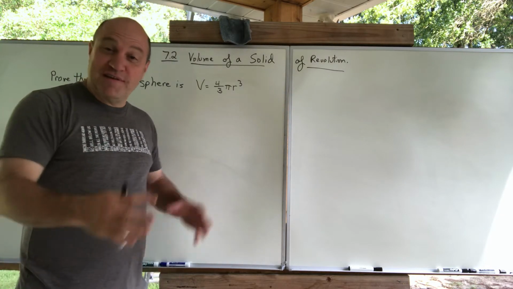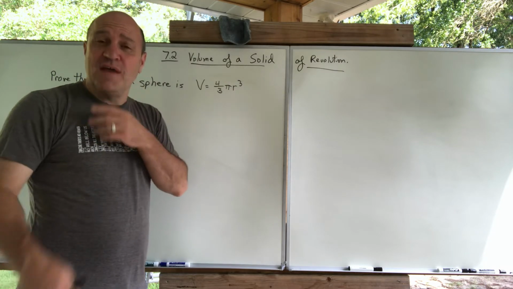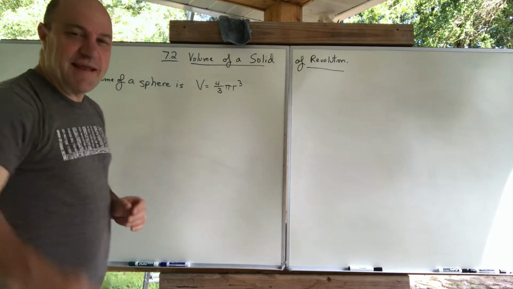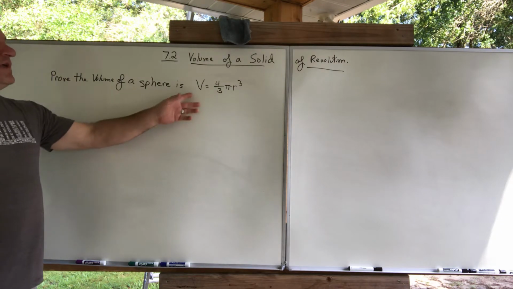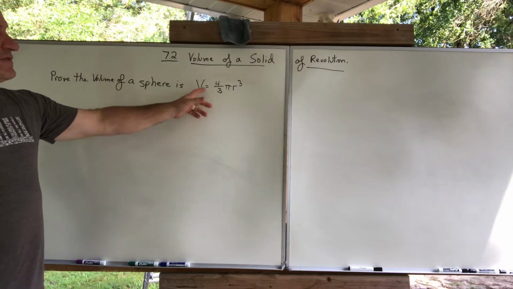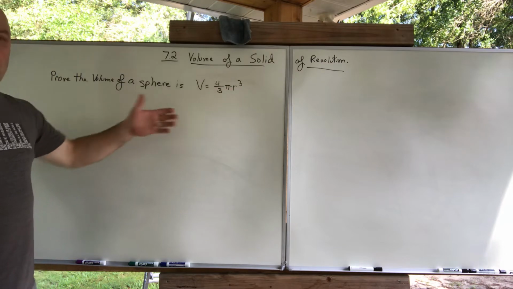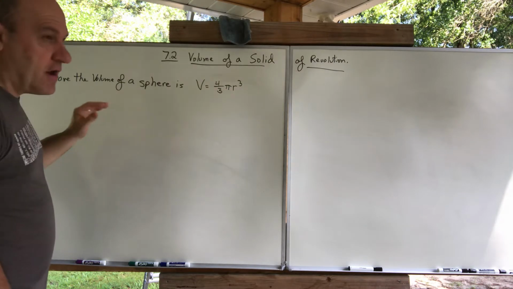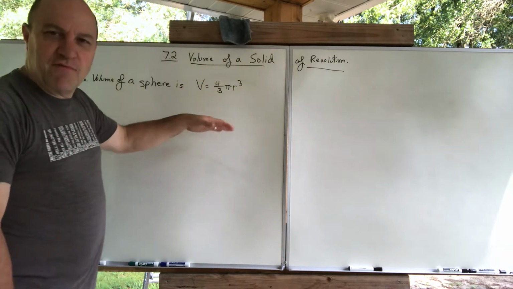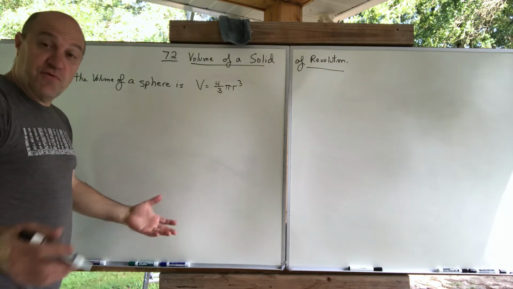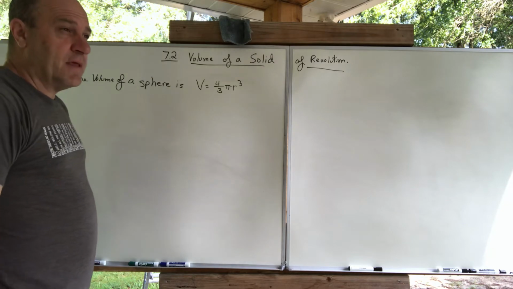I'm still working on the disk method in section 7.2. A couple more advanced problems here. I like this one. It says prove the volume of a sphere is 4/3 pi r cubed. So a sphere of radius r has a volume of 4/3 pi r cubed. Maybe you know that formula, maybe you've heard that formula. We want to prove it using the disk method.